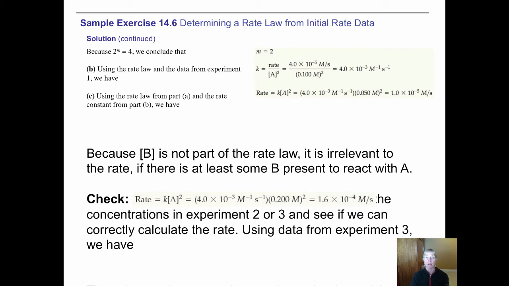All I've done is take the rate constant that you calculated in part B, multiply it by the given concentration in question C, 0.05 molar, and now you can calculate the rate.